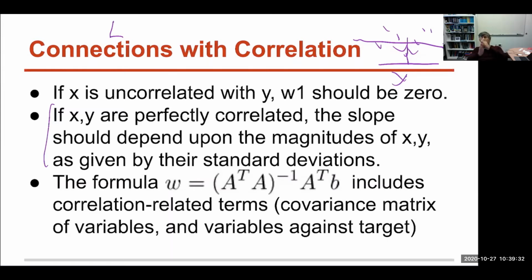If they're perfectly correlated, then the slope of the line is going to depend upon how spread out the values of x and y are. That was what was captured by the standard deviation. And again, if these were both normalized by z-scores, so that the standard deviation was 1, then in fact the correlation coefficient would exactly be the slope. Any questions about that?